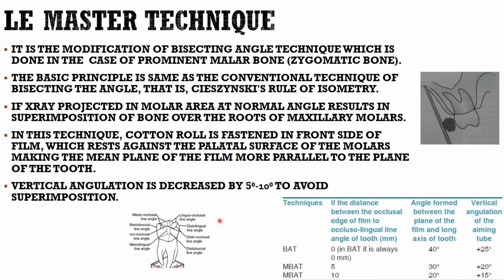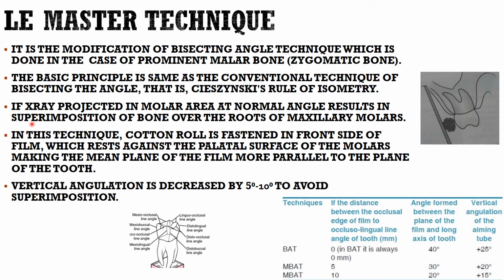Now this is the last part of it, that is the Lee master technique. It is the modification of the bisecting angle technique which is done in the case of a prominent malar bone. The malar bone is nothing but the zygomatic bone. So if the zygomatic bone is prominent, you do this modification of the bisecting angle technique. The basic principle is the same as the conventional bisecting angle technique, that is the Szymanski rule of isometry.